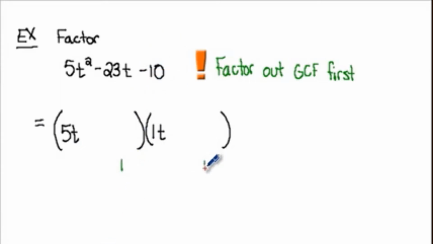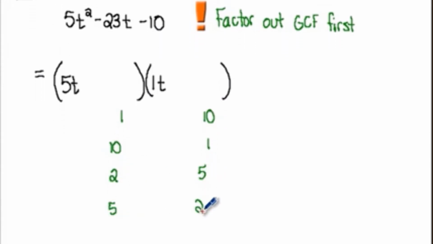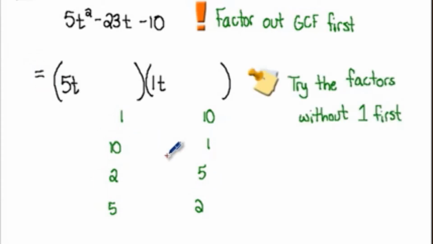Well, 1 and 10, or 10 and 1, 2 and 5, or 5 and 2. Those are the only ways to do it. And again, I'm going to go with my hint that I said earlier, trying the factors without 1 first. So in other words, I'm going to skip the 1, 10, 10, 1 business and go right down to the 2 and the 5 here.